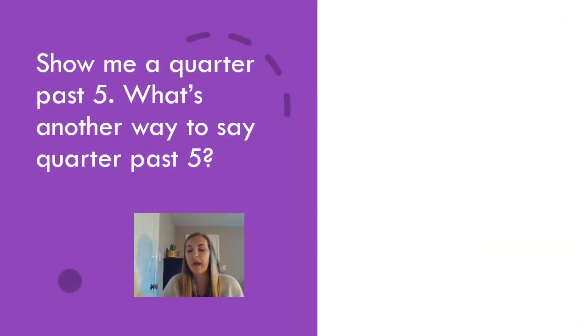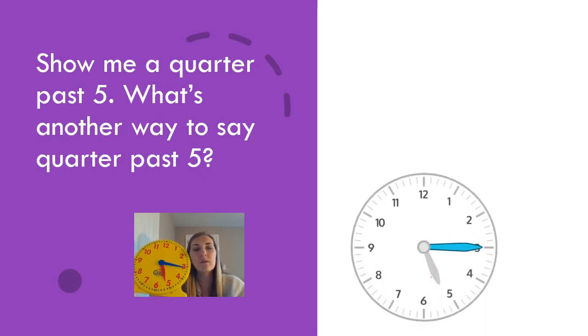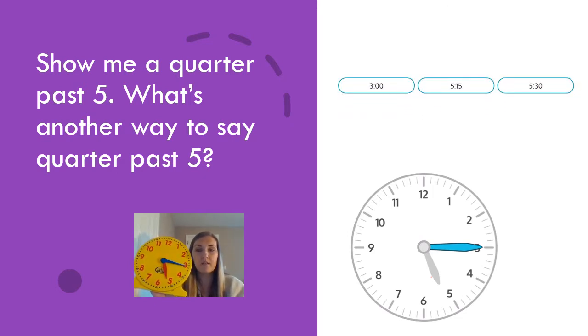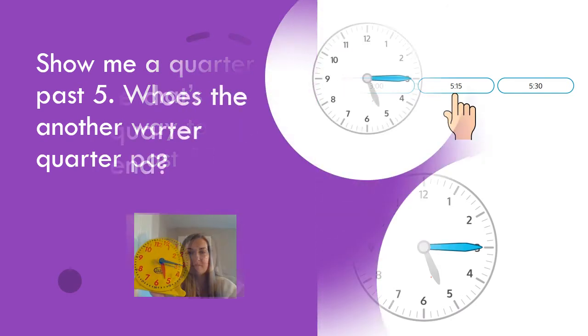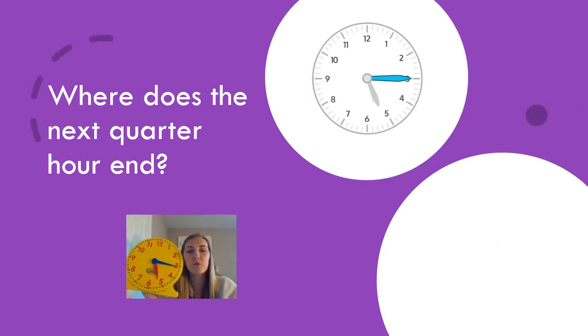Show me 1/4 past 5. Ready? Pause if you need more time. Here we go. 1/4 past 5. And what's another way to say that? The digital way. Is it 3, 5:15, or 5:30? It is 5:15.